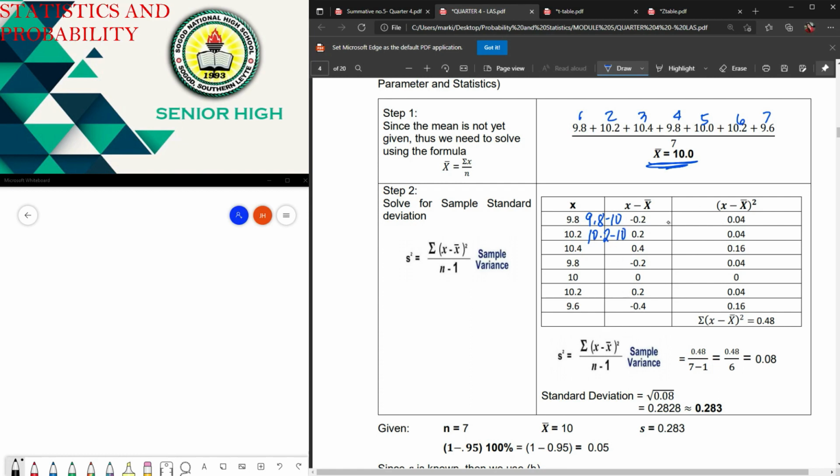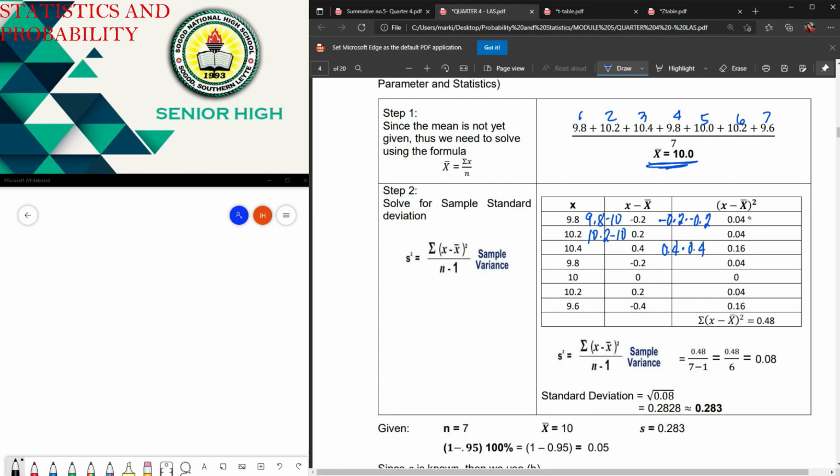After this, you multiply each one by itself. Negative 0.2 times negative 0.2: negative times negative is positive, so we have 0.04. Then 0.4 times 0.4, so that's 0.16.